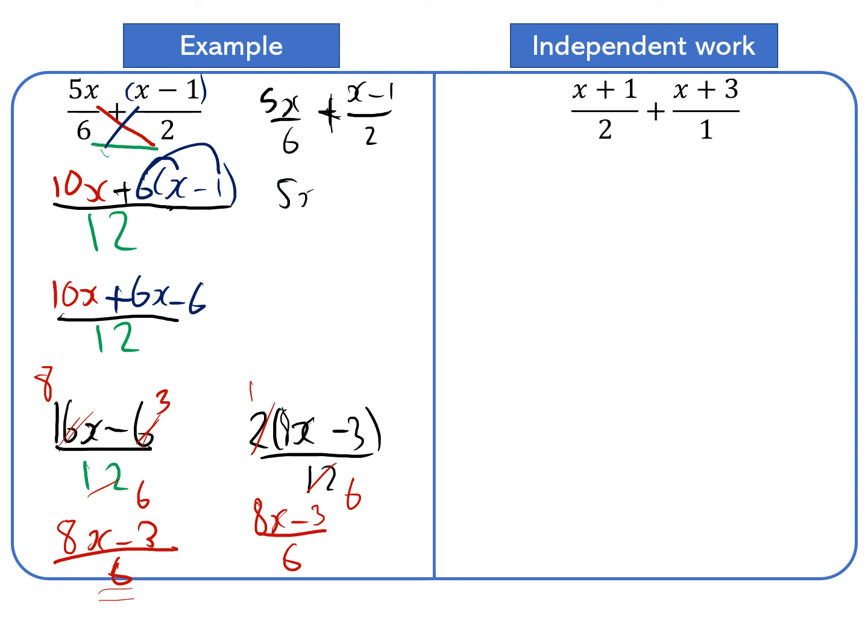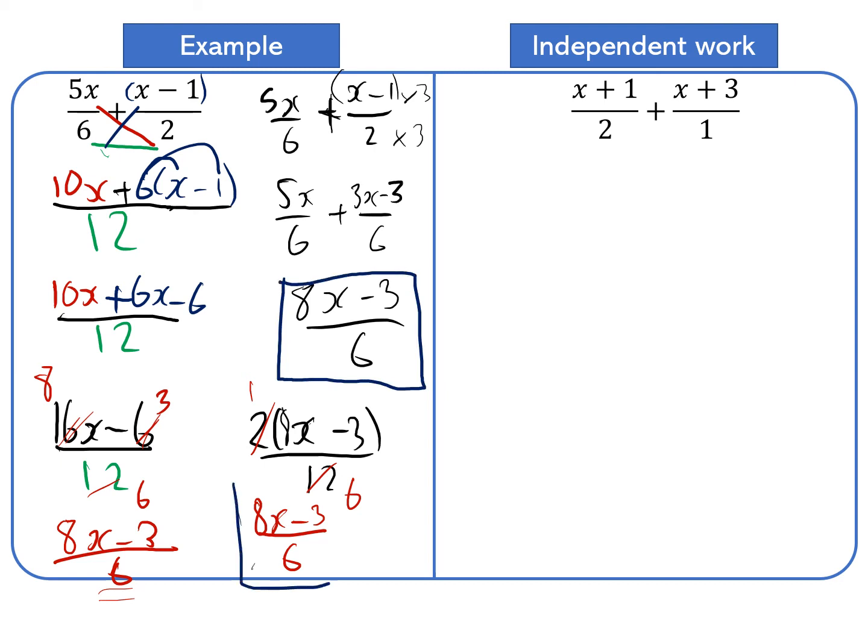kept this 5x plus 6 the same. How do I get 2 to be 6? Well, I times that by 3, so I need to multiply all of this by 3. 3 times x is 3x. 3 times 1 is 3, and that's a minus. And then I can just put those two together, so that will be 8x minus 3. So again, another way to get the same answer. So just be aware, lowest common multiple still does have its place, but both methods work. Press pause and then complete the independent work. Then press play and I will reveal the answers.